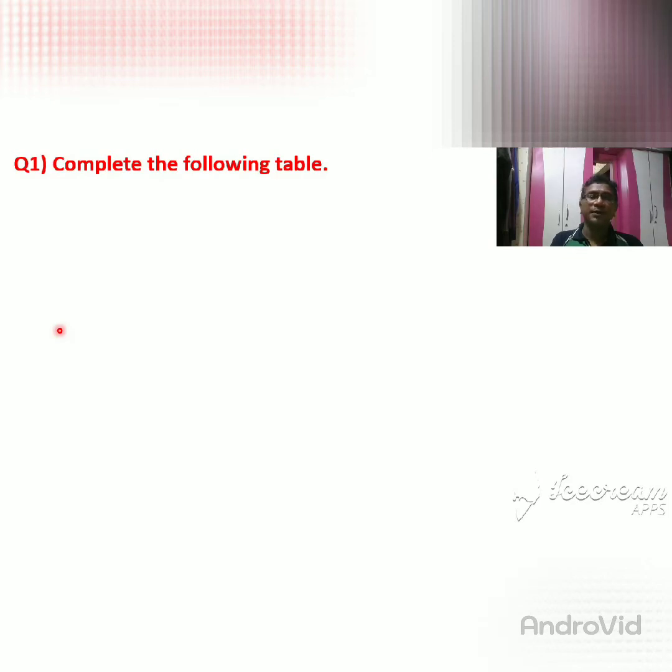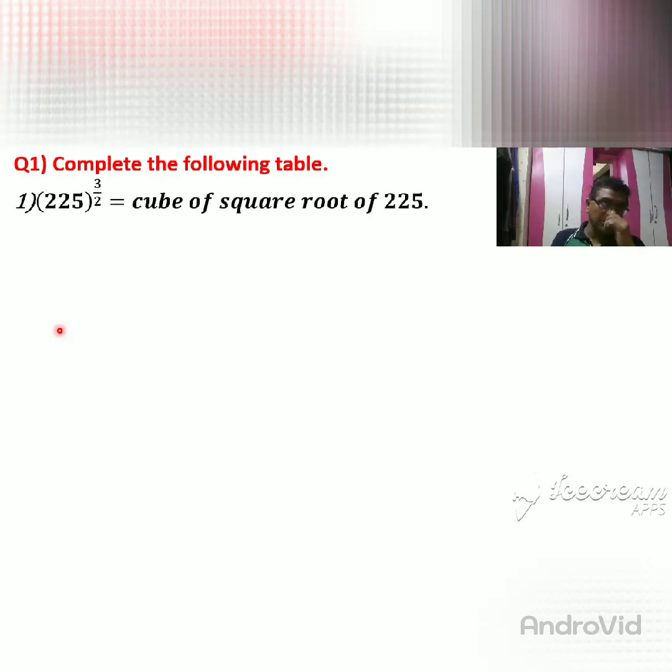Complete the following tables. This is given in the textbook as a table, but I am not drawing the table here so that you are not confused. For that purpose I am writing whatever problem is given. So here they have given 225. So 225 is the base and 3 upon 2 is the indices, where 3 is the numerator.